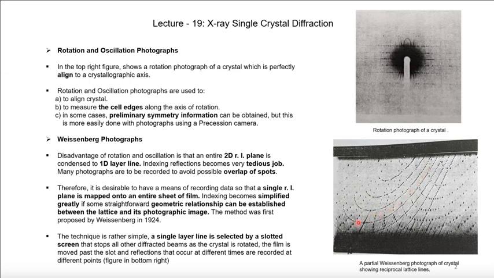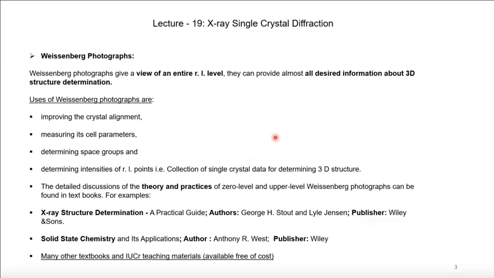Then we can see the Weissenberg photographs. From the photographs we record, we can get all the information for 3D structure determination: improvement of crystal alignment, measuring of cell parameters, determining the space group, determination of intensities of reciprocal lattice points, and collection of single crystal data for three-dimensional structure.